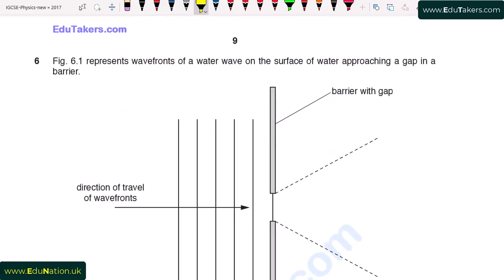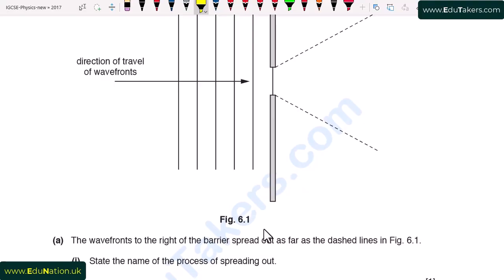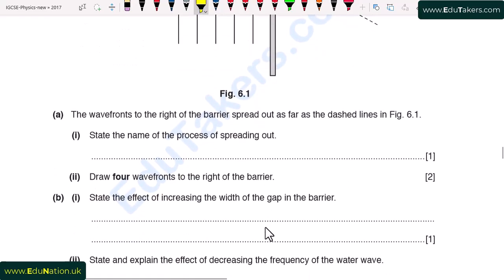Question number 6. Figure 6.1 represents wave fronts of water wave on the surface of water approaching a gap in a barrier. So here is figure 6.1. We can see that the wave fronts are approaching towards the barrier. Part A. The wavefronts to the right of the barrier spread out as far as the dashed line in figure 6.1. Part 1. State the name of the process of spreading out.